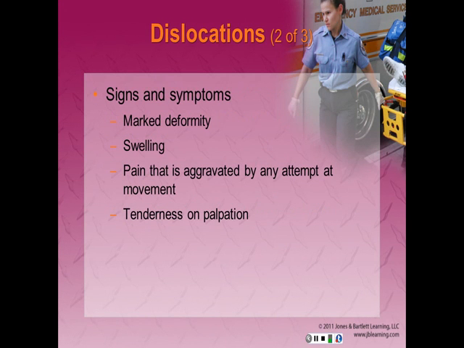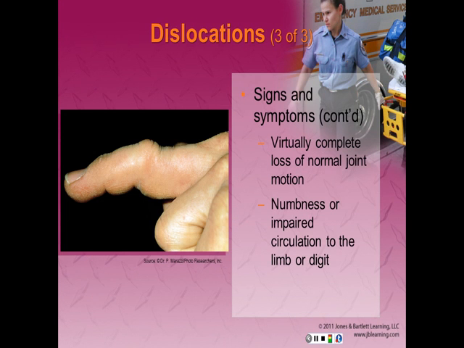The signs and symptoms of a dislocated joint are similar to those of a fracture. Things like a marked deformity, swelling, and pain that is aggravated by any attempt at movement, as well as tenderness on palpation. Virtually complete loss of normal joint motion, or a locked joint, and numbness or impaired circulation to the limb or digit.